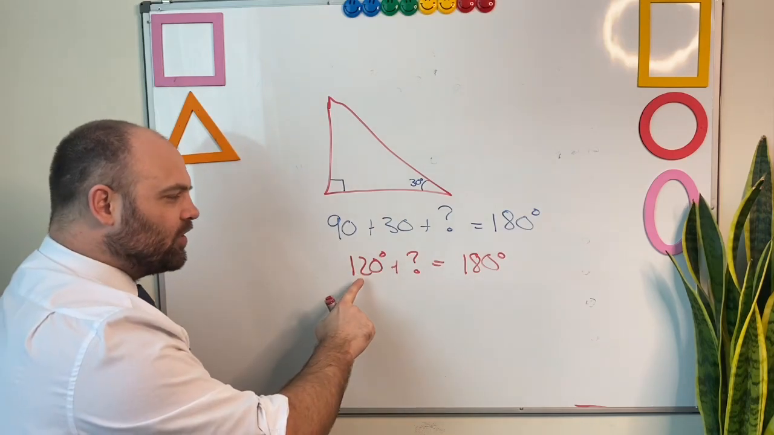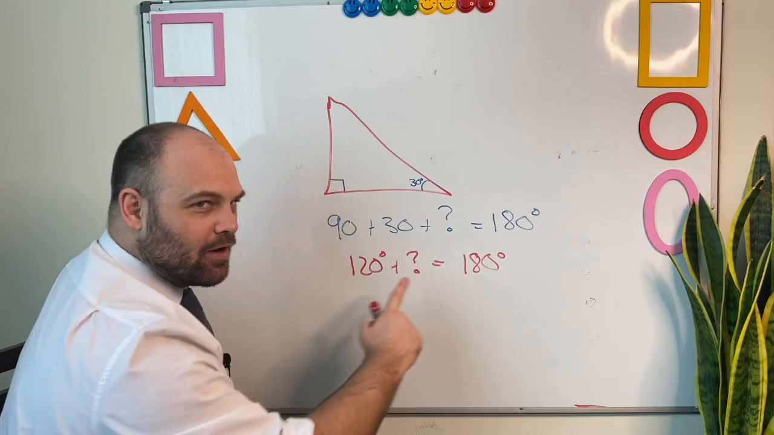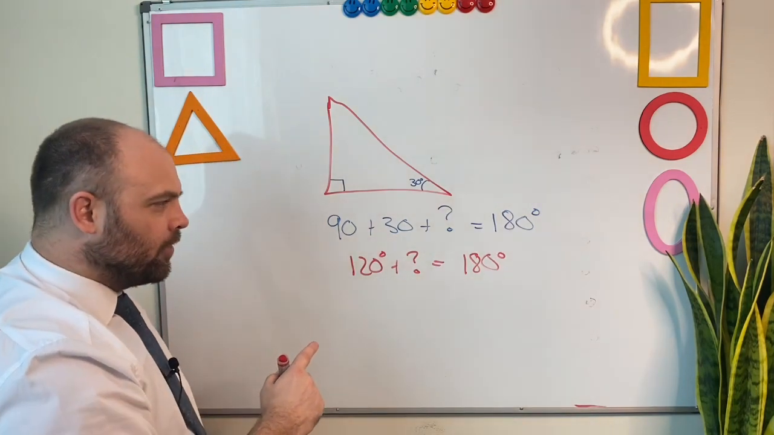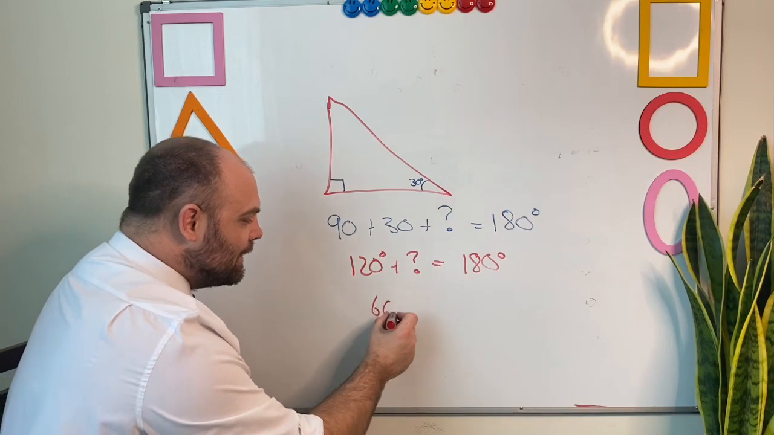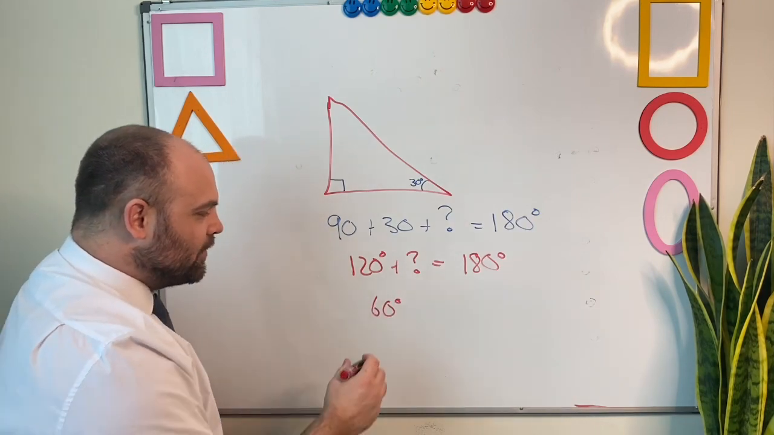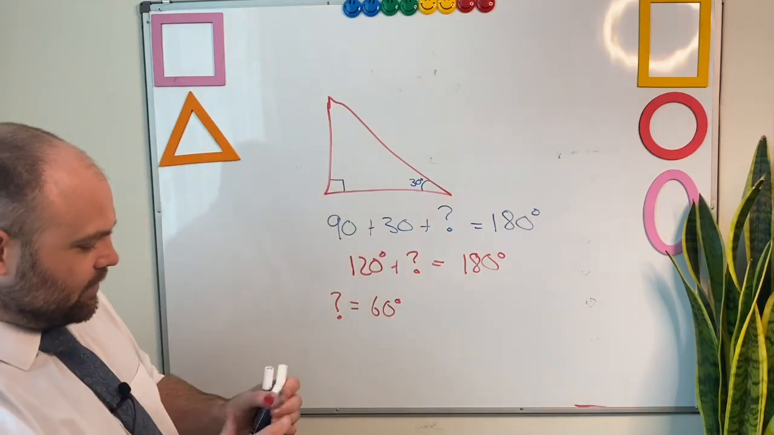So what do I need to add to 120 to get to 180? Work it out in your head. It's 60 degrees. So my missing angle is equal to 60 degrees.